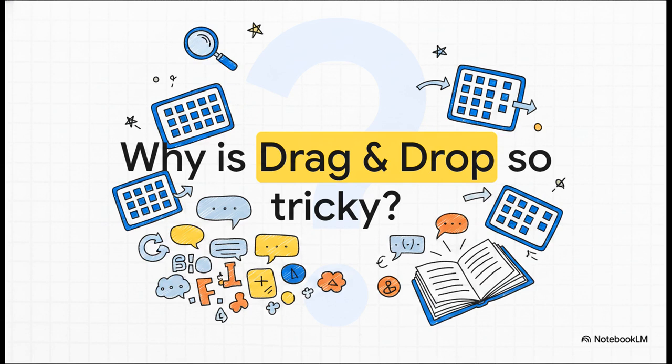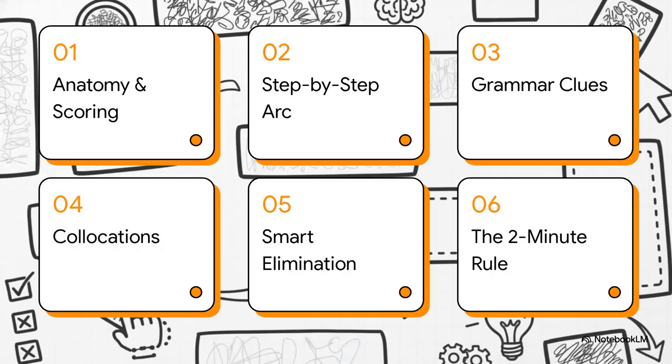Mastering this, it's not about knowing every single word in the English language. No way. Today, I'm going to hand you a clear, tactical masterclass framework to solve this strategically, zero panic required. Here's our cognitive roadmap for the day. We've organized all that chaos into a clean, easy-to-follow curriculum. We'll be hitting anatomy and scoring, the step-by-step arc, grammar clues, collocations, smart elimination, and finally, the 2-minute rule. All right, let's get into it.